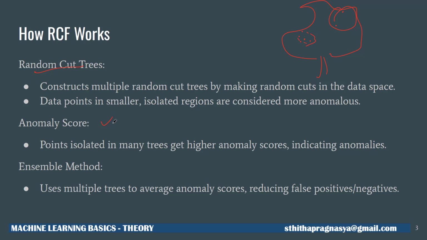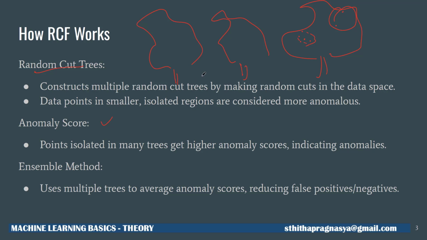And then you have anomaly score. Each data point is assigned an anomaly score based on its isolation across all trees in the forest. Points that are isolated by random cuts in many trees will have higher anomaly scores, right? You have one tree, then you have another tree, then you have another tree. Each tree can represent its own data space.